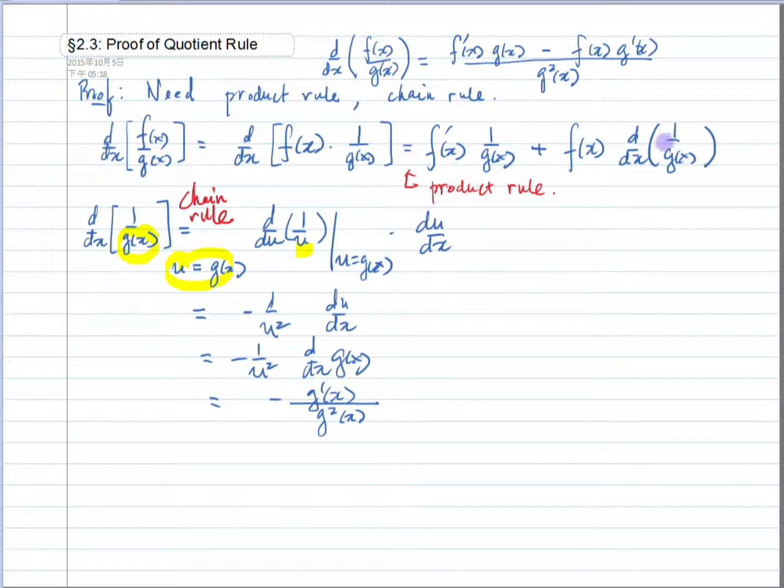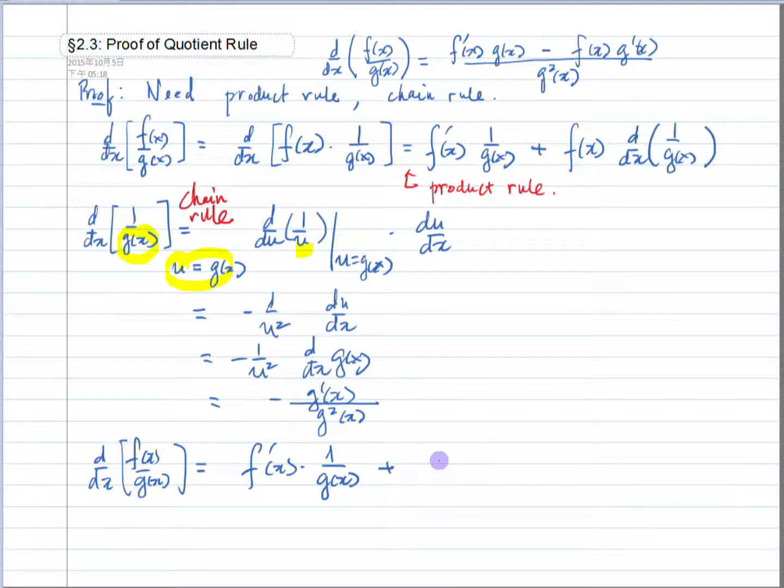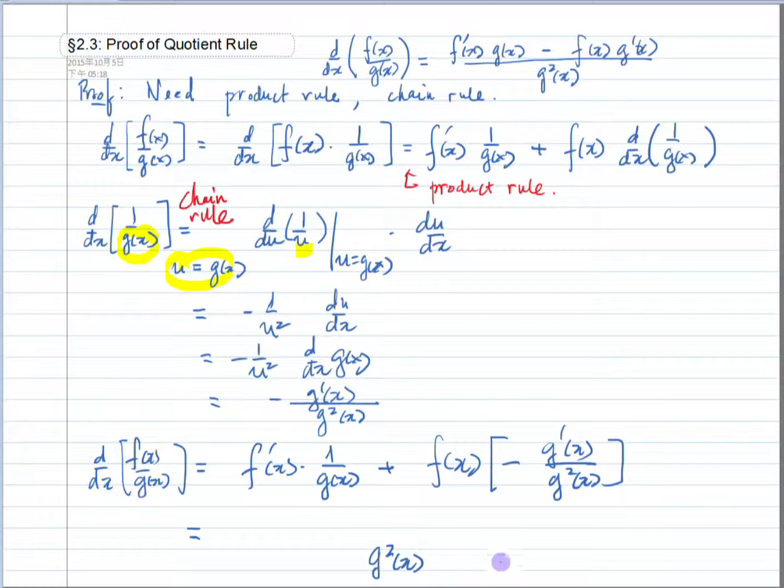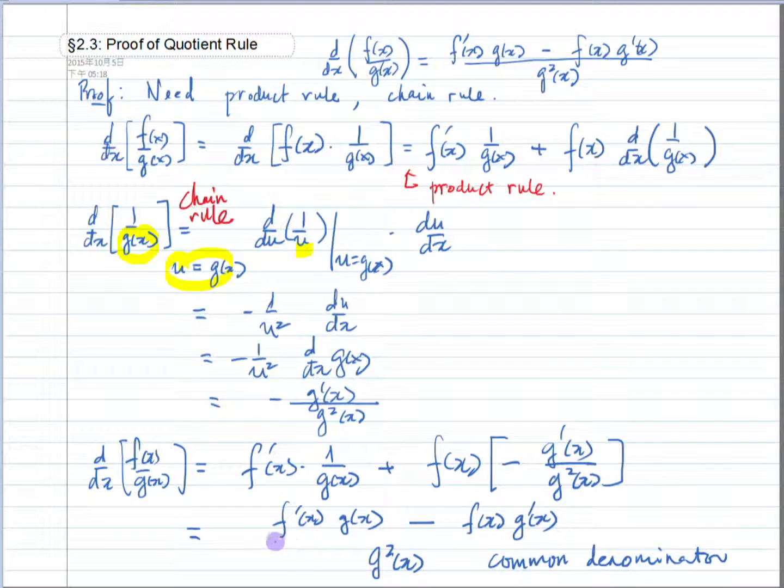So finally, when I substitute all this back in here, I find that d dx of f of x over g of x is equal to f prime of x over g of x plus f of x times the result here, and this is minus g prime of x over g squared of x. And now write this in the common denominator g squared of x. So common denominator. Therefore, I will have on top f prime times g of x. Bring the minus sign out. And in the numerator in the second term, I have f times g prime of x. That's it. This proves the quotient rule.